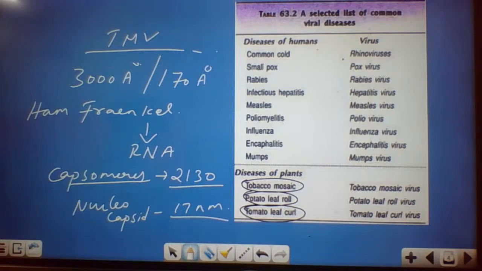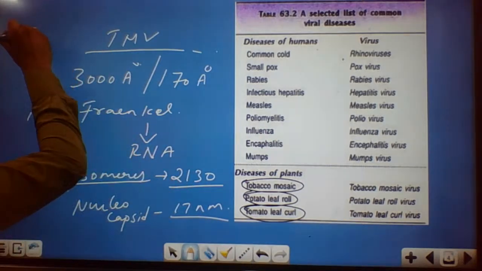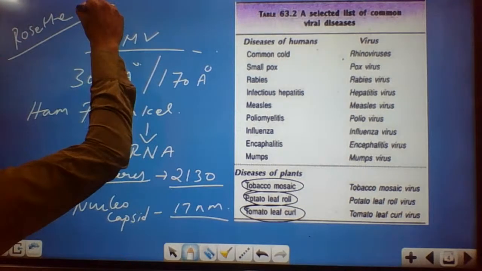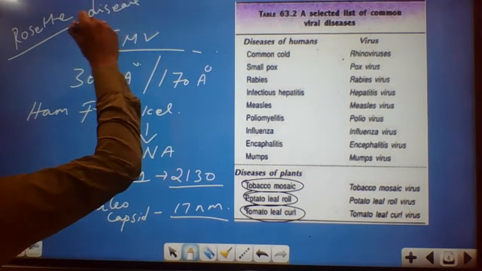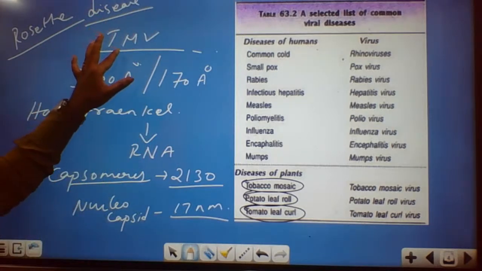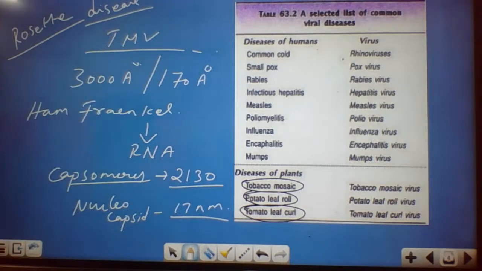When you talk about the viral diseases of plants, which virus is responsible for rosette? We have the rosette disease, right? Can someone tell me which plant this disease causes rosette disease? Tobacco mosaic virus for tobacco plants, right? Yeah, you said Mimi virus.